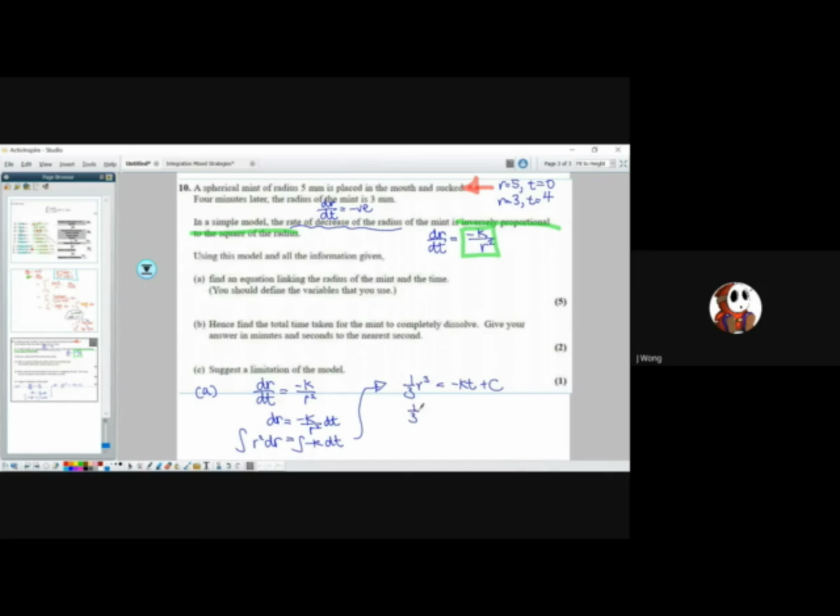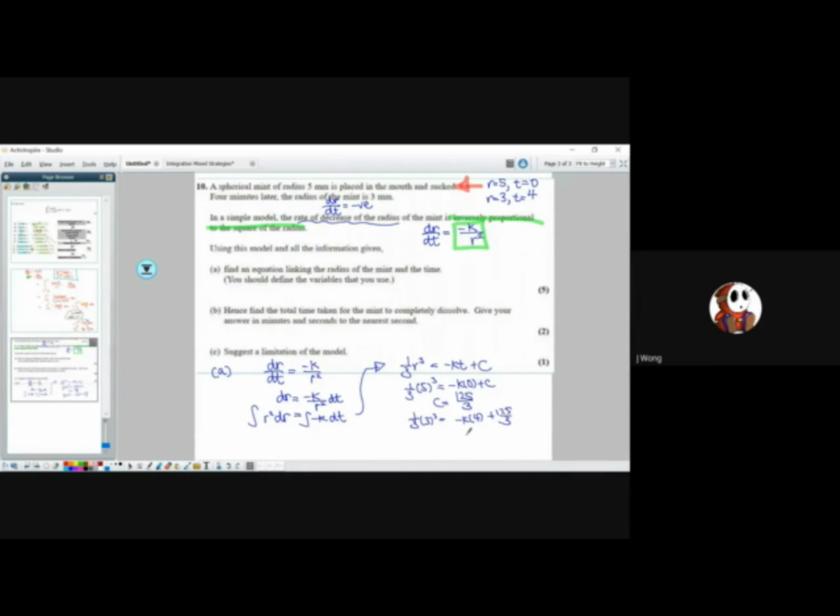So let's quickly do that. So we have a third 5 cubed equals minus k bracket 0 plus c. That means c will be 125 over 3. And then you can find k from there as well, which is a third times 3 cubed equals minus k multiplied by 4 plus 125 over 3. Rearrange it, you have 4k as 125 minus 3 cubed over 3. So you could put this number into the calculator and find it. So you have 49 over 6.